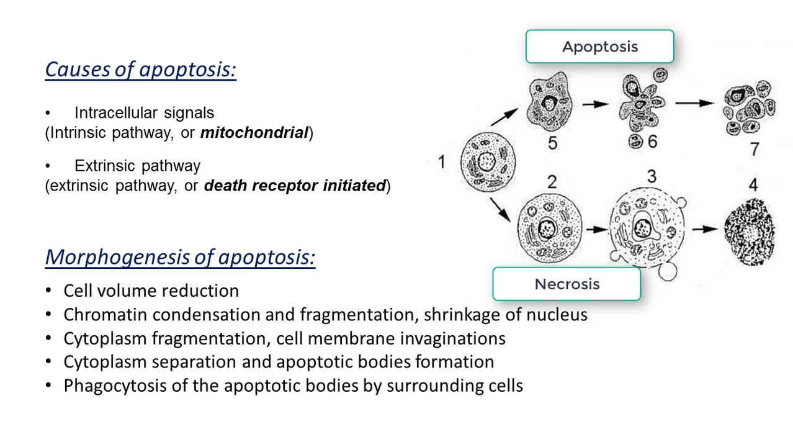During apoptosis, a number of morphologic changes may be found. In particular, the volume of the cell at apoptosis decreases, in contrast to necrosis when the cell size is increased. Then under apoptosis, chromatin condensation and its appearance on the margin of the nucleus, which is called margination, occurs. Later fragmentation and shrinkage of the nucleus occurs. The cytoplasm of the cell also undergoes fragmentation, and cell membrane invaginations lead to cytoplasm separation and apoptotic body formation. The apoptotic body is a small part of the cell surrounded by a cell membrane which contains some fragments of cytoplasm and nucleus. Later, the apoptotic bodies are phagocytized by surrounding cells.